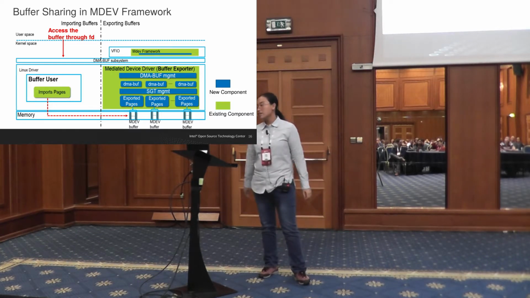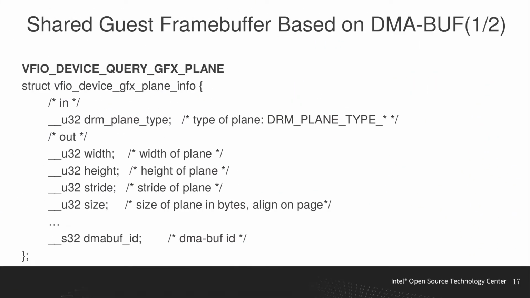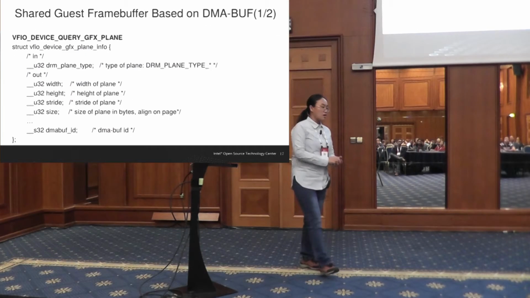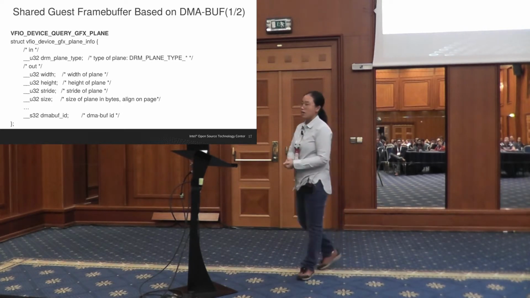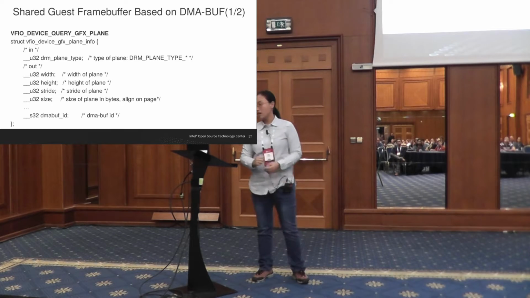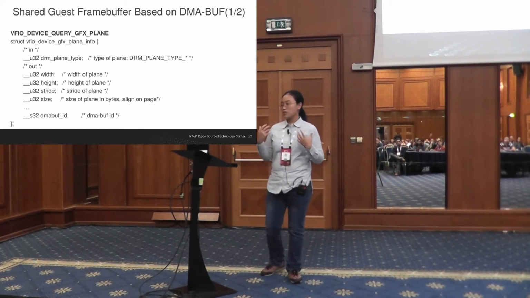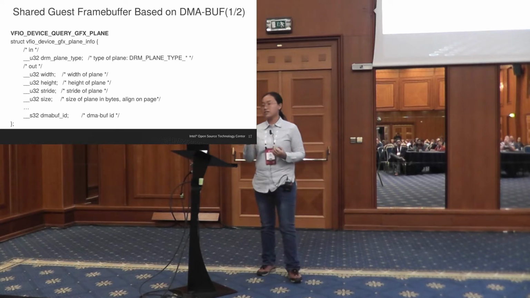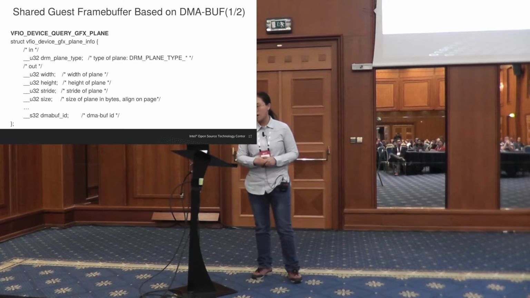Then it can directly access the buffers. So specific to our mediated virtual GPU, we propose two APIs. And this is the first one, graphics plane. Actually, this API is used to return the information of the frame buffer.